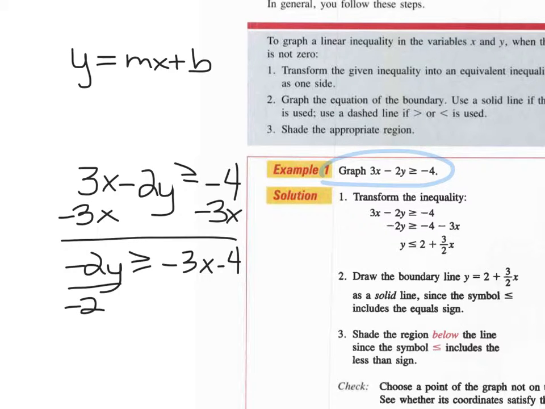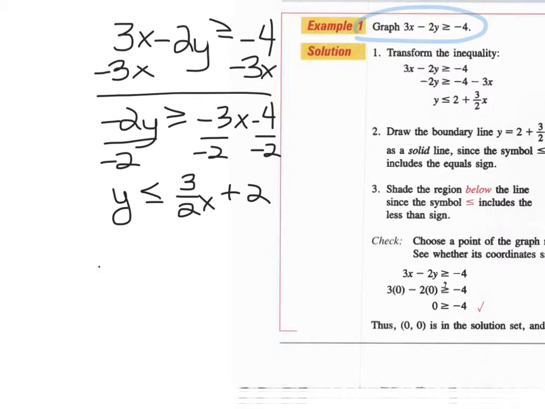I'm dividing by negative 2 to all 3 pieces. This will now make my inequality symbol reverse because I divided by a negative number. This will now become positive 3 over 2x plus 2. And now I'm going to graph this as if it were an equal sign to get my boundary line. And then from there, I'm going to shade below the line because it's less than.